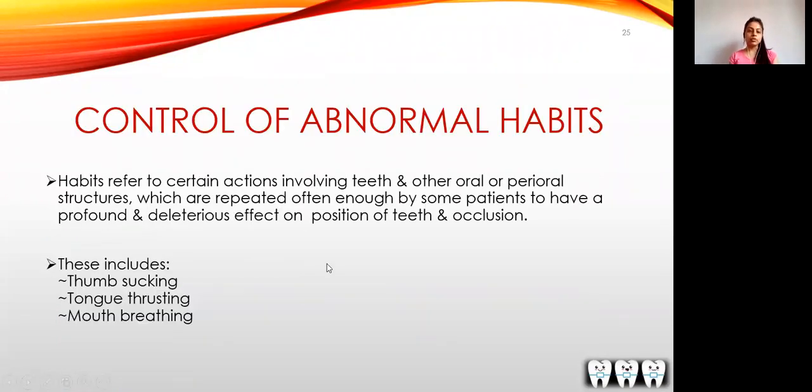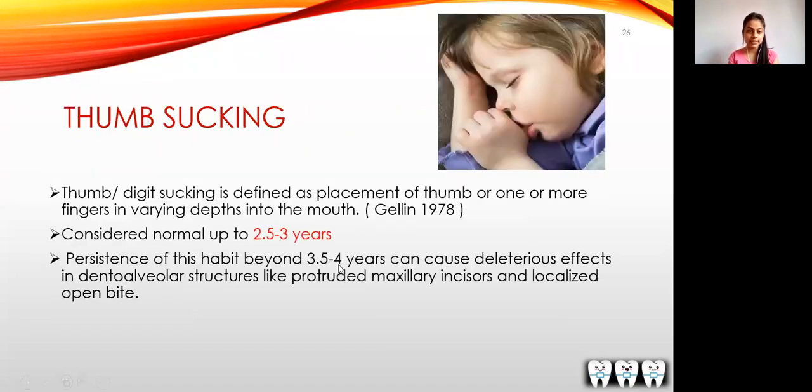Now let's move on to control of abnormal habits. Habits refer to certain actions involving the teeth and other oral and perioral structures which are repeated often enough by some patients to have a profound and deleterious effect on the position of teeth as well as on occlusion. Some of the habits that are discussed here are thumb sucking, tongue thrusting, and mouth breathing habit.